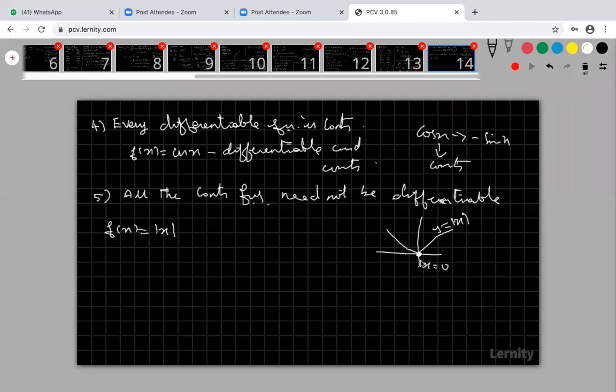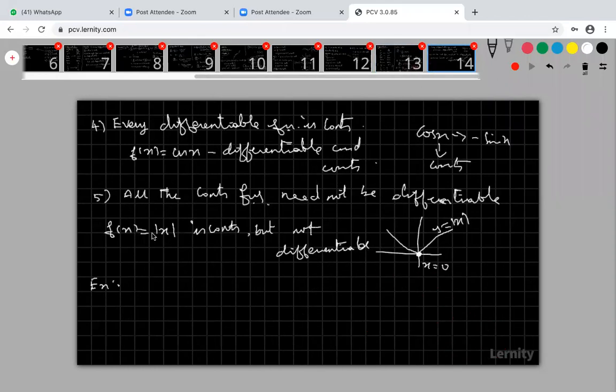So I don't want to go for that proof, left hand limit, right hand limit. You just take the result. My f of x, modulus x, is continuous, but not differentiable. Why? My left hand limit, right hand limit are different, not differentiable. Okay, so this is the example for the function is continuous but not differentiable. Okay, and look at that some examples for this one.